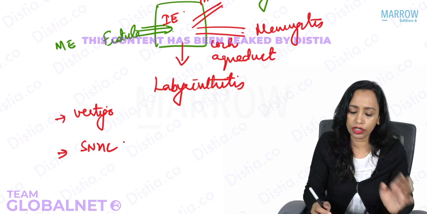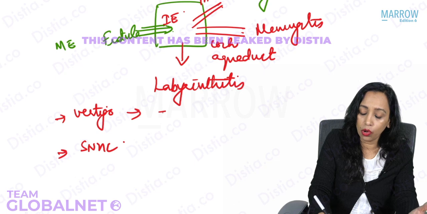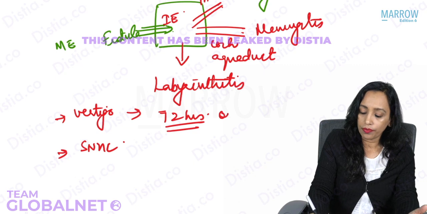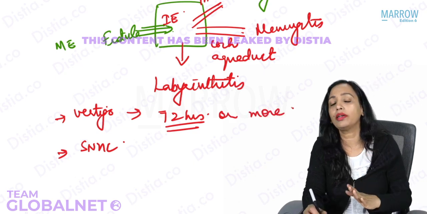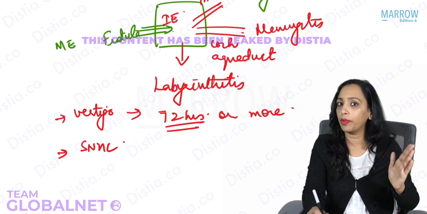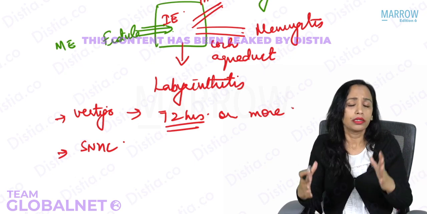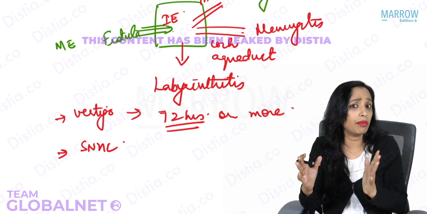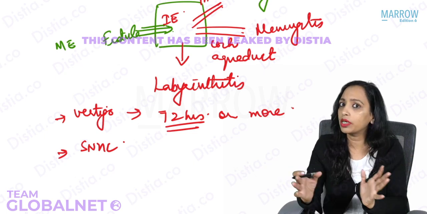So it will be a continuous vertigo for at least 72 hours or more. The patient will have continuous vertigo, and here typically there will be a history of either meningitis before this episode, or this will be a patient of otitis media, following which the patient has developed continuous vertigo. It is an infection, it will not subside very quickly. So it will last for at least 3 days.